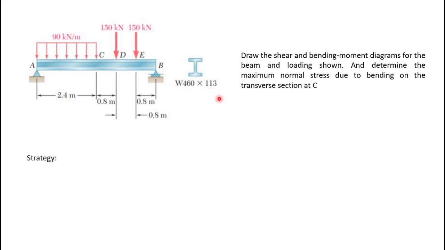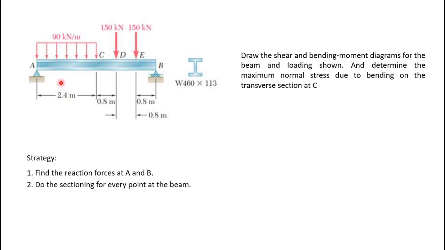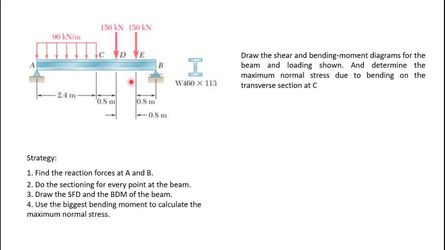So the strategy to solve this problem is, first, we need to find the reaction forces at A and B, and next is to do the sectioning for every point at the beam: A, C, D, E. The next is to draw the SFD and the BMD of the beam, and the last is to use the biggest bending moment to calculate the maximum normal stress.